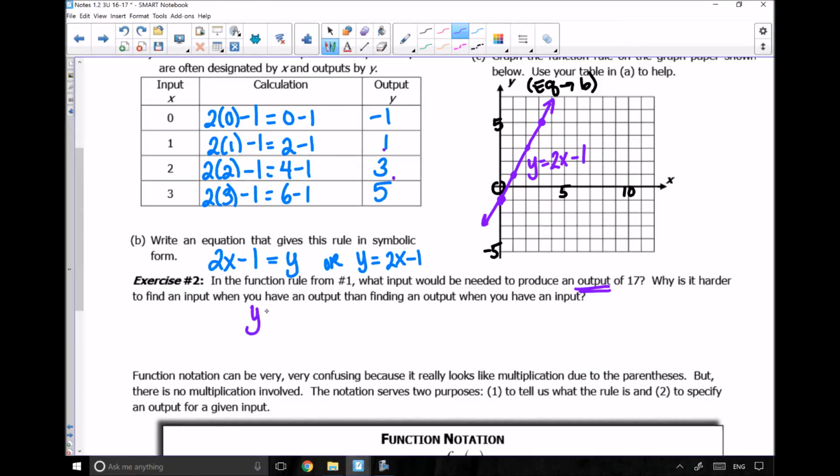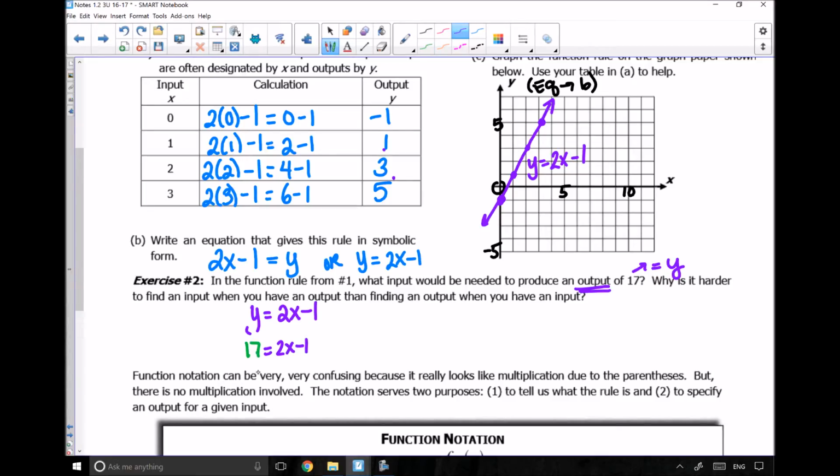I know my equation is y equals 2x minus 1. If I know my output is 17, then I know that y is equal to 17. So I'm going to replace the y with a 17. Here I get 17 equals 2x minus 1.